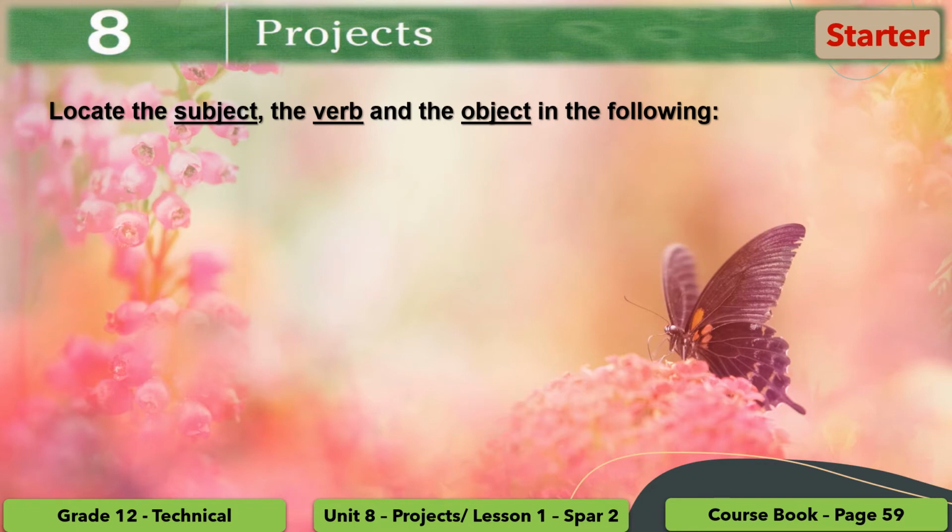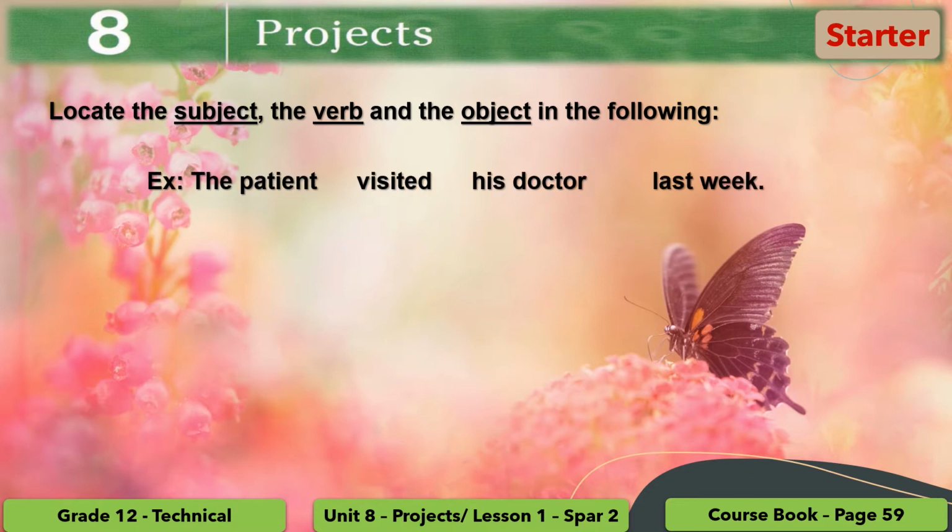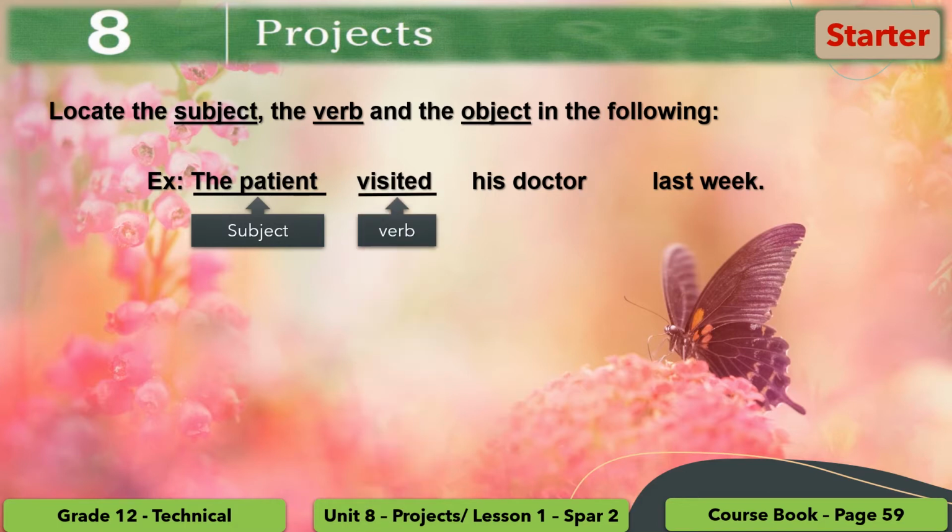Let's begin with the following starter. What you have to do in this part is to locate the subject, the verb, and the object in the following sentences. The sentence is, the patient visited his doctor last week. As you can see, this is a sentence that starts with the subject, the patient, and then the verb, visited, which is in the past simple. And after that, we have the object, his doctor.